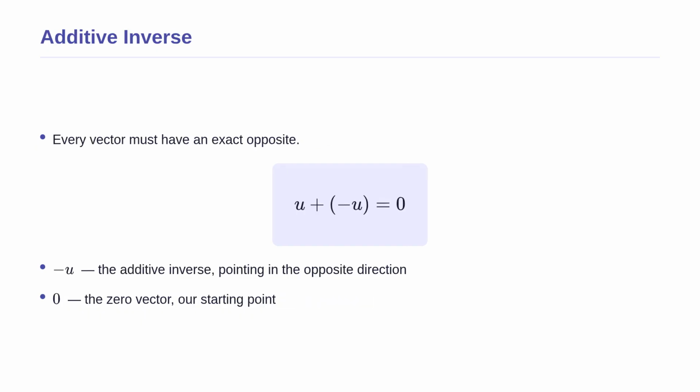Now that we have a zero vector, we must be able to return to it. This brings us to the additive inverse. Conceptually, if you walk 5 steps forward, you must be able to walk 5 steps backward to return to your exact starting point. In our formula, negative u represents a vector that has the exact same length as u, but points in the exact opposite direction. When you add a vector to its inverse, they perfectly cancel each other out, bringing us back to the zero vector. If a space does not allow you to reverse your steps, it fails the test.